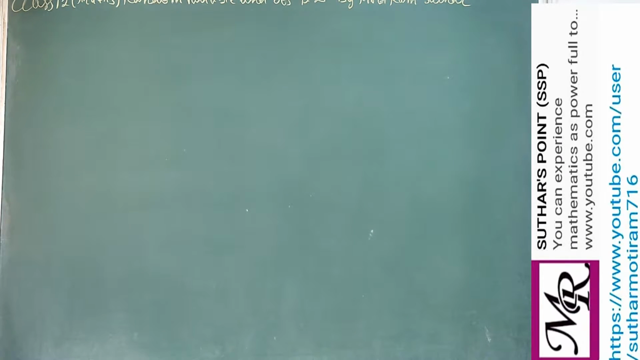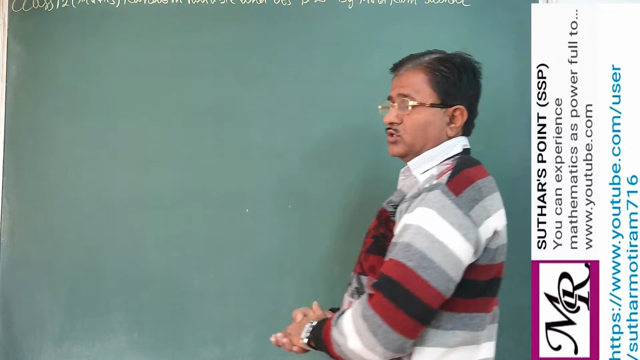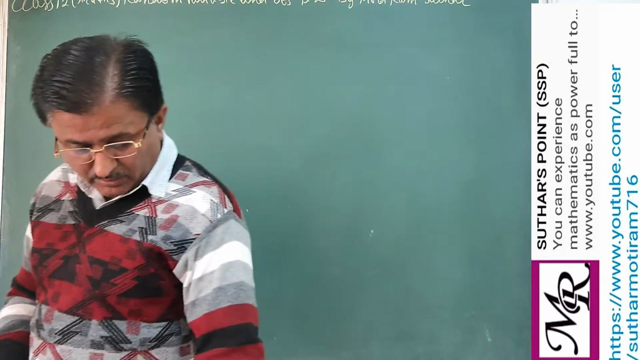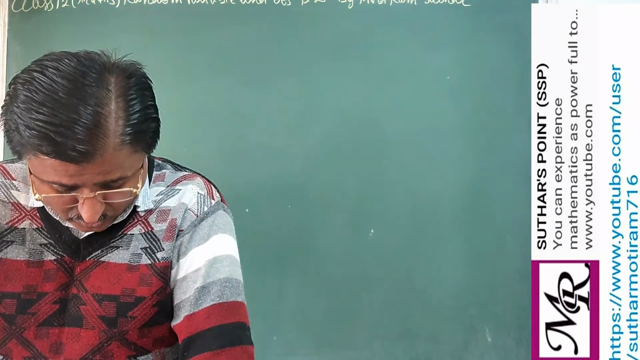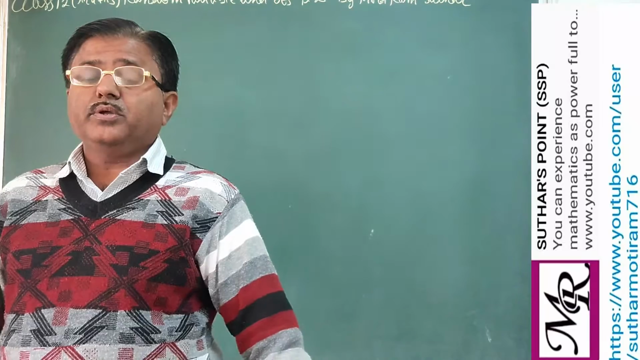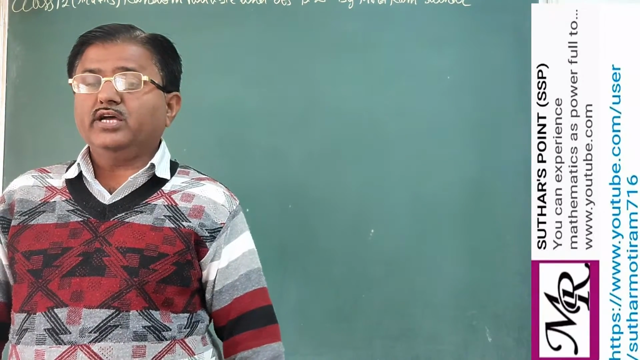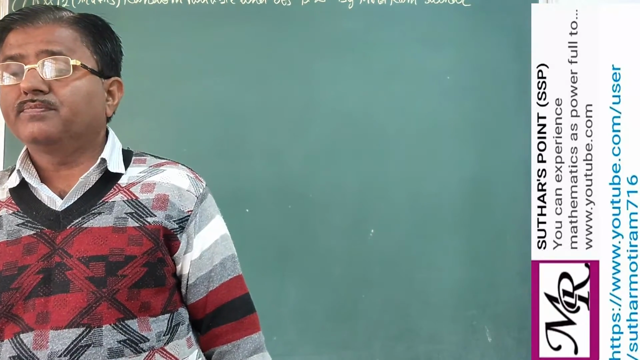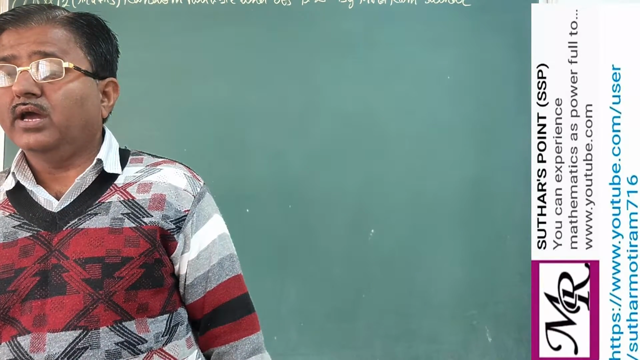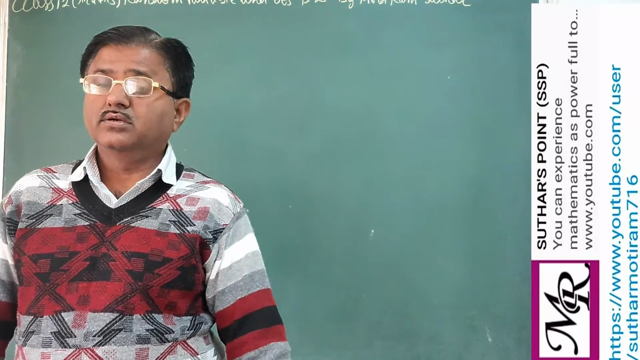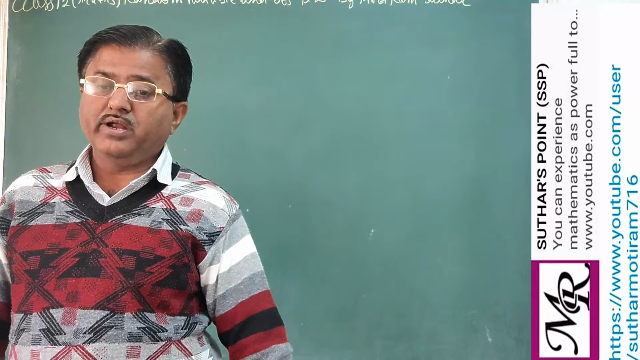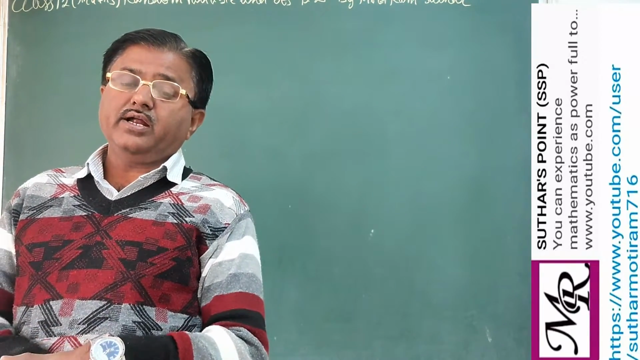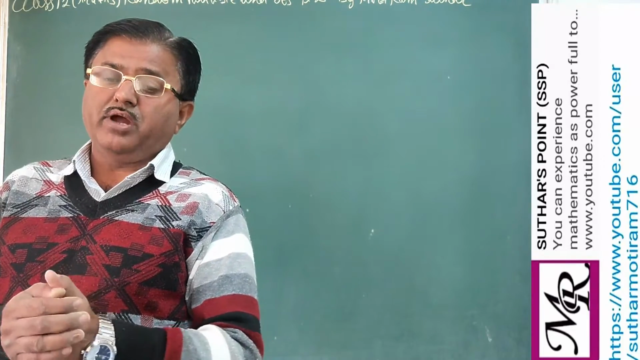So random variable and PD. PD means probability distribution. So first of all, you see what is the meaning of the random variable. We are already familiar with the random experiment. The experiment whose result in advance cannot be guessed, that is known as a random experiment.